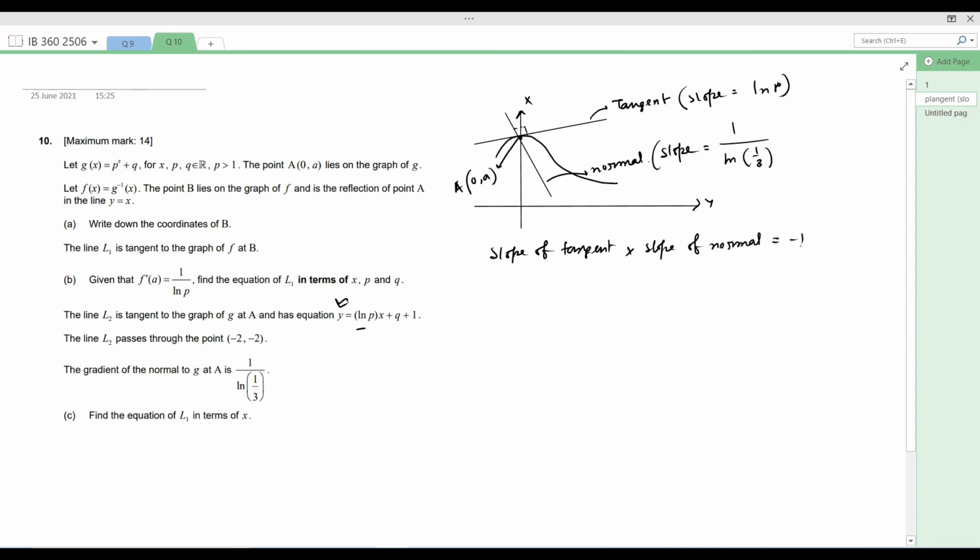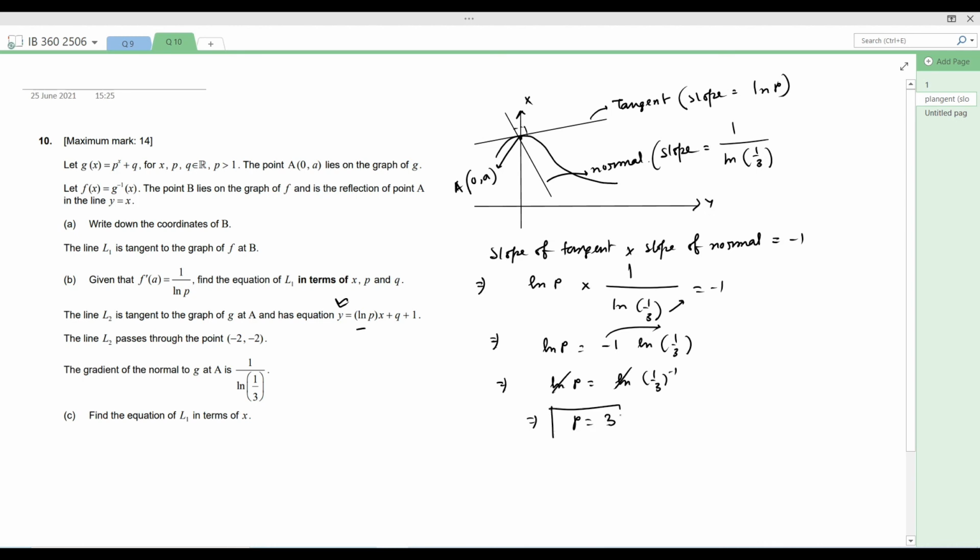So from here we can write ln p into 1 by ln 1 by 3 equals minus 1. See this particular thing very carefully. From here we get ln p equals minus 1 times ln 1 by 3. Giving the minus 1 to the upper side, ln p equals ln (1 by 3) to the power minus 1. If we cancel out the logarithm, p equals 3, since the inverse of 1 by 3 is 3. So the value of p is found.